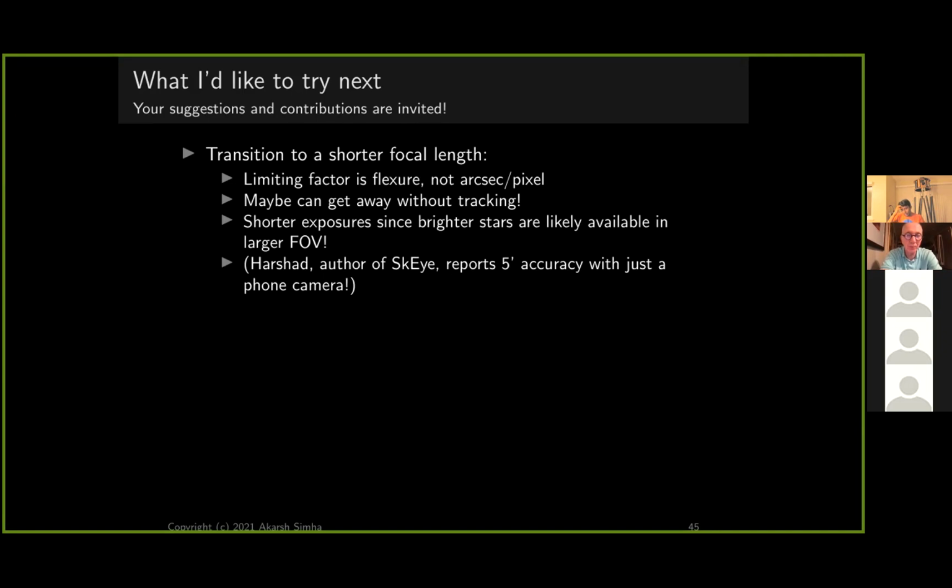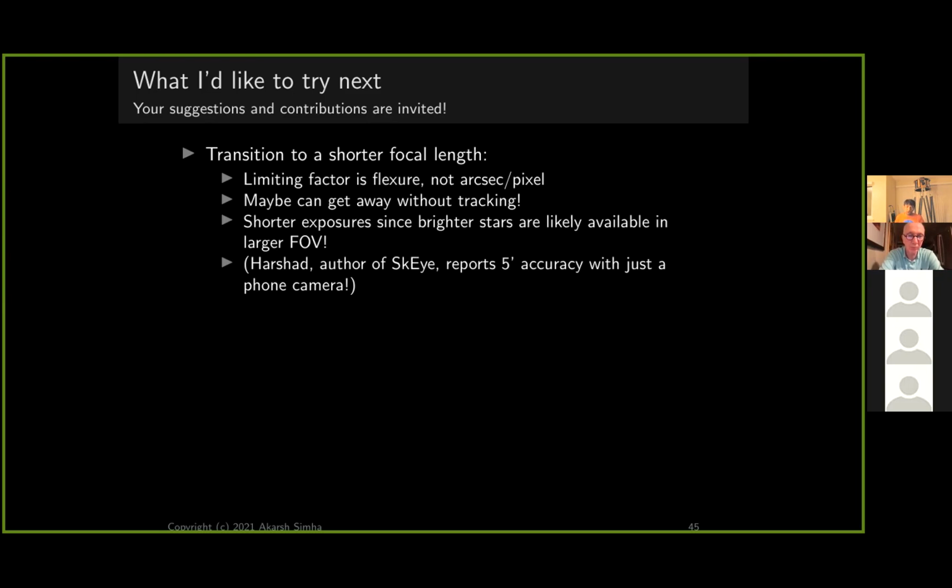So the things that I'd like to try is transition to a shorter focal length. I'm currently solving with a 270 millimeter focal length. And the problem is that my limiting factor that is giving me that final error is flexure and imperfections in my mount, or imperfections in the way my telescope preserves alignment, and not the pixel size of my image, right? Not the resolution of my imaging.